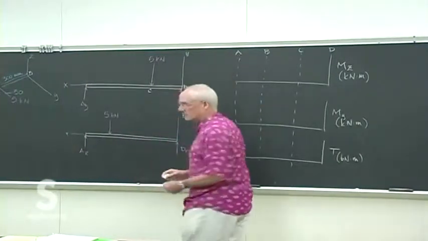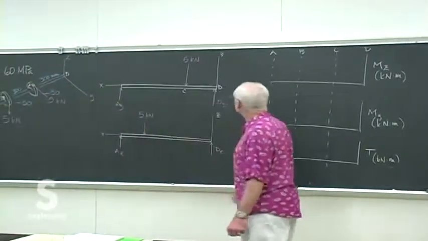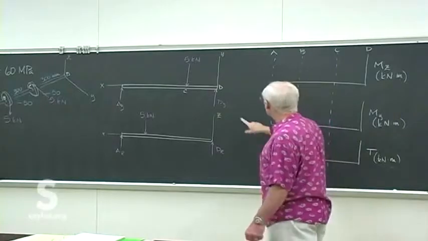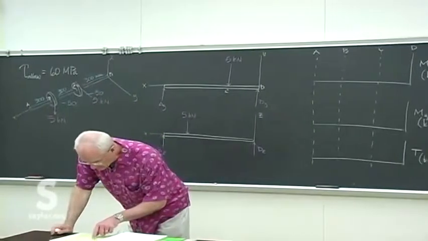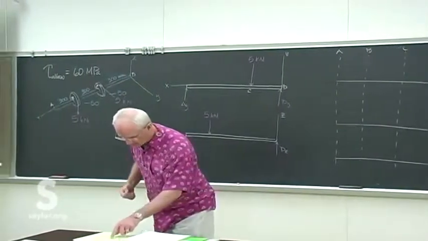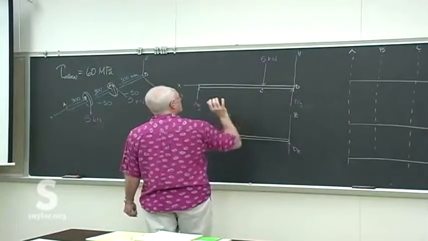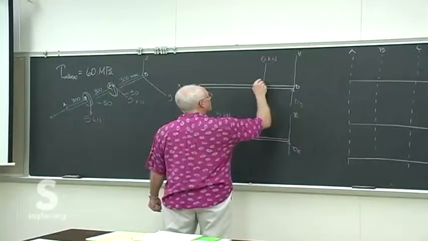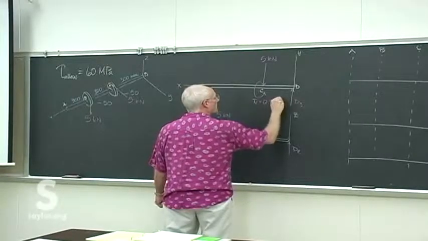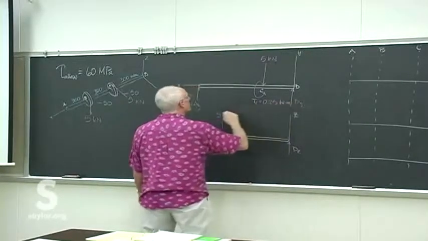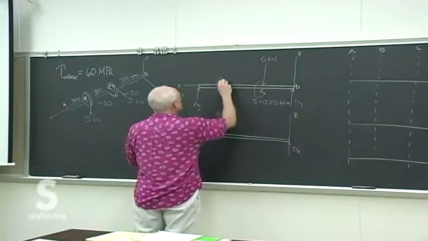Okay, so let's see if we get the same thing right. So the first thing you need to do, figure out the reactions, figure out the torques at each of those places. It's just the 5 kilonewtons times the 50 millimeters. In fact, that's a no-brainer. I'll just give that to you. 0.25 kilonewton meters. And then at D, it's the other way.